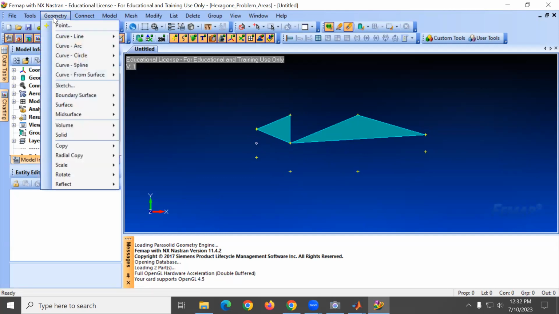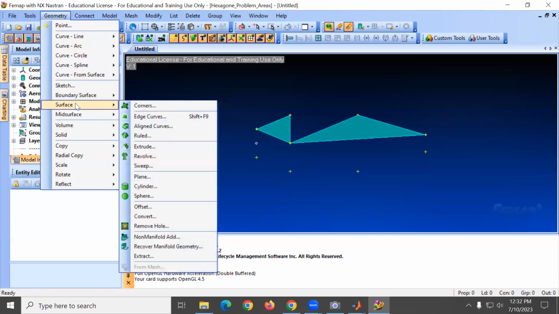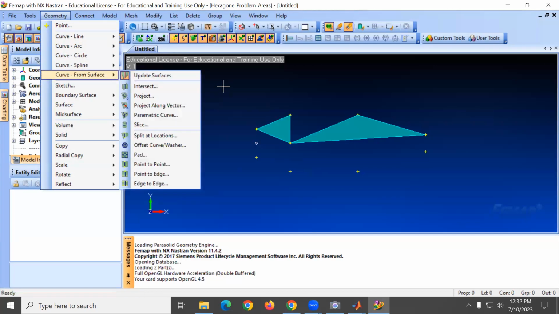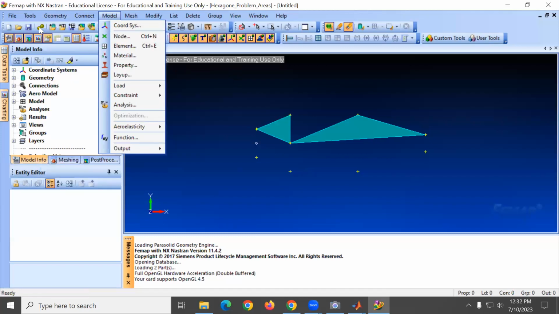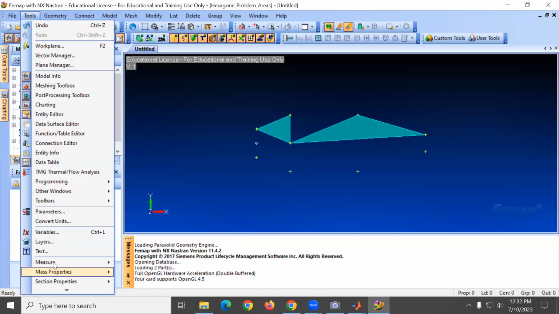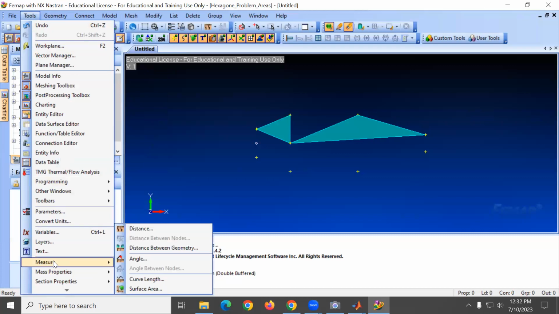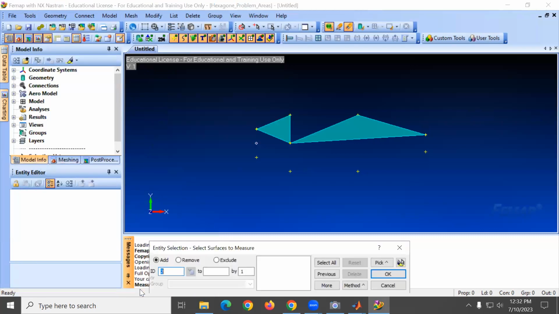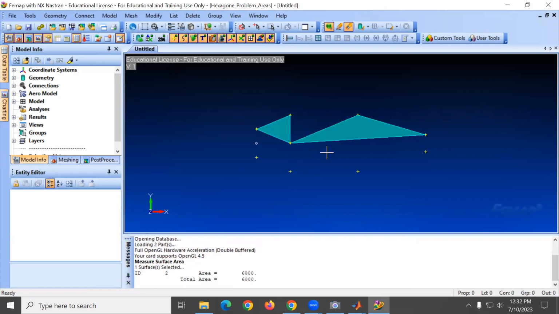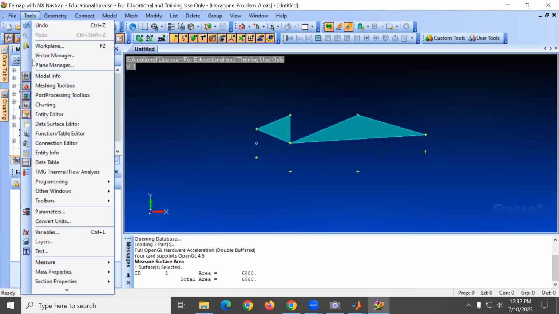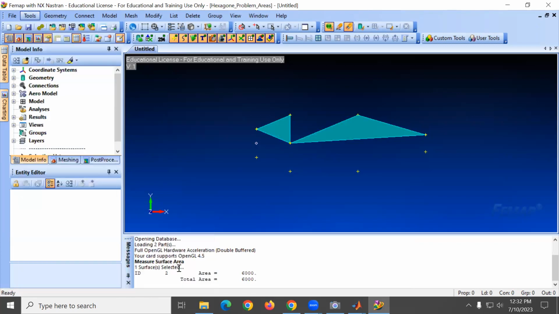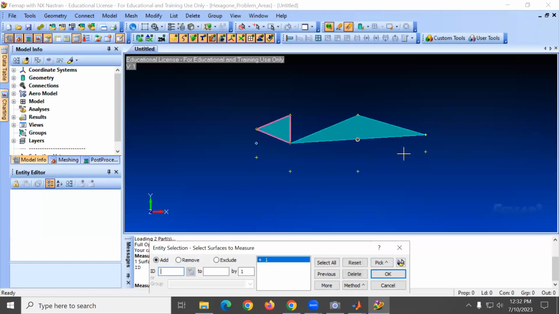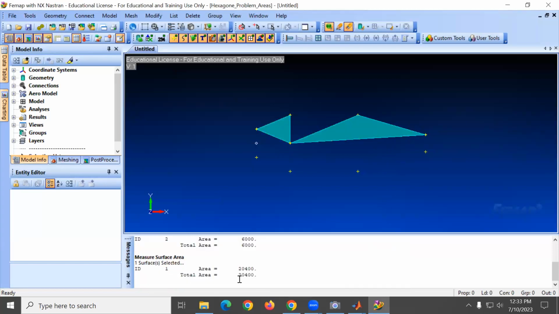So geometry, surface. Probably not, tools, measure, surface area, I guess this one. So I guess I went here, I created this surface, no? I click over here, 6,000. Okay. What did I just do? Tools, measure surface. I came to this one after creating the geometry, 2,400. Okay.